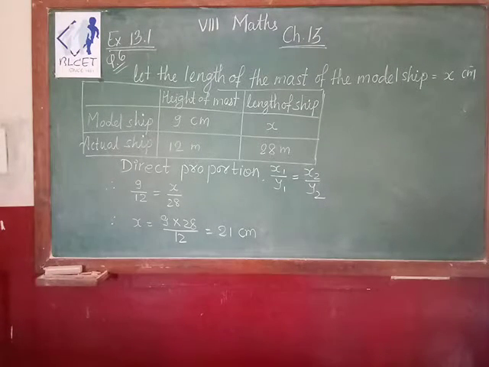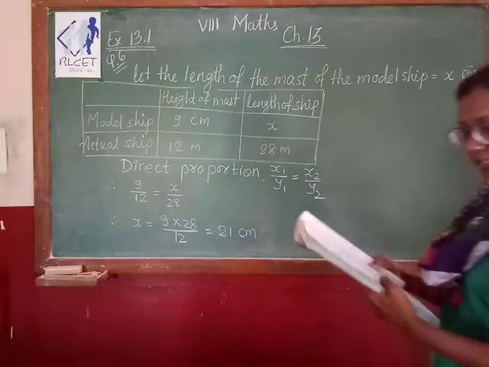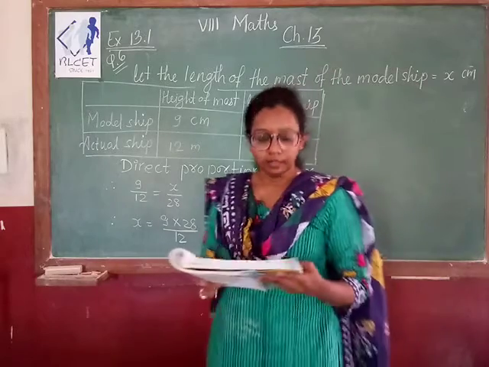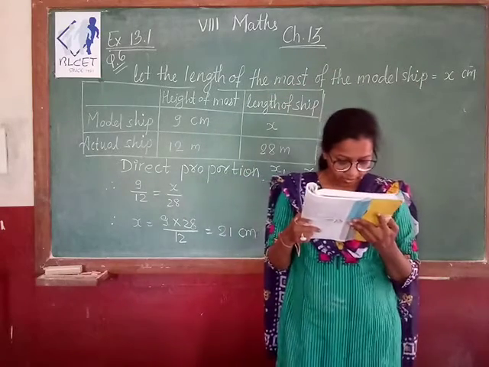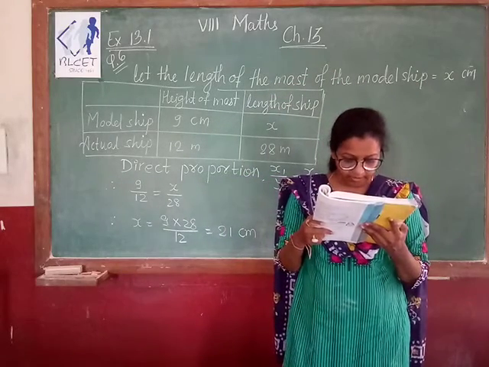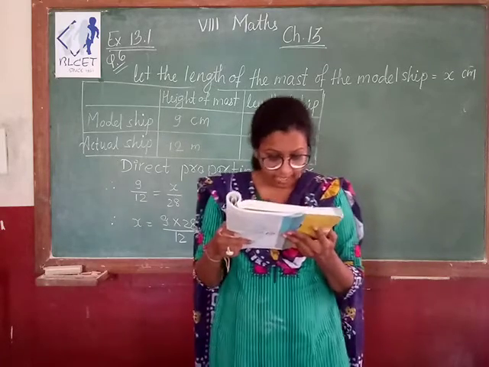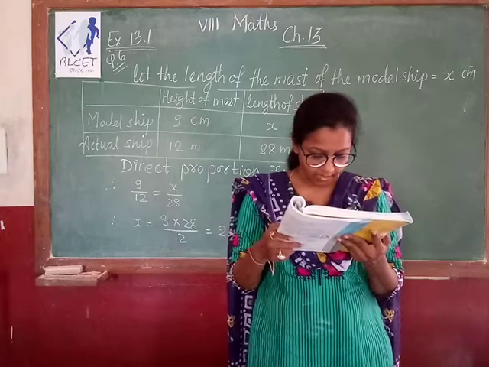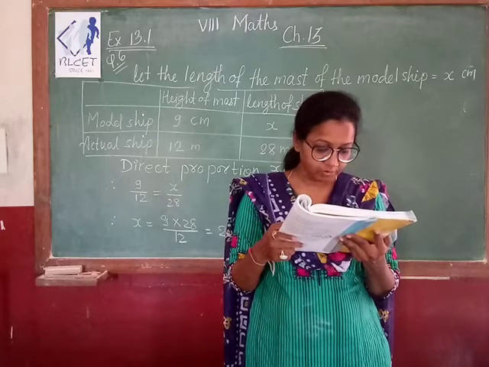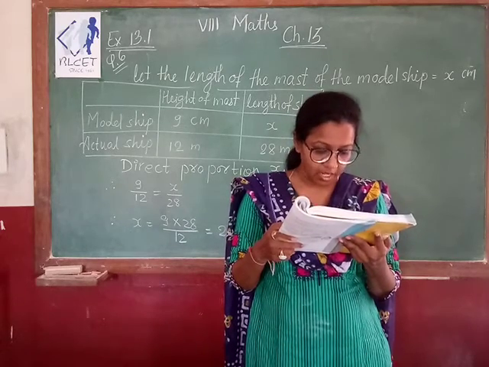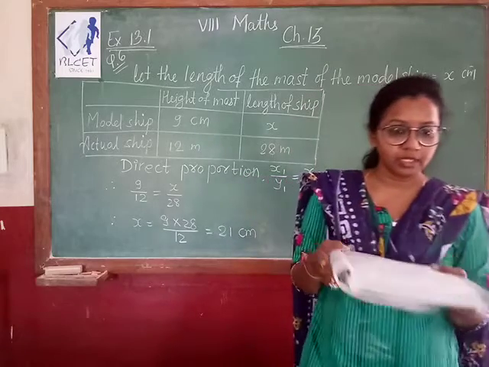Welcome back, students. Now we will see question number 6 of exercise 13.1. The question is, in a model of a ship, the mast is 9 cm high while the mast of the actual ship is 12 meter high. If the length of the ship is 28 meter, how long is the model ship?